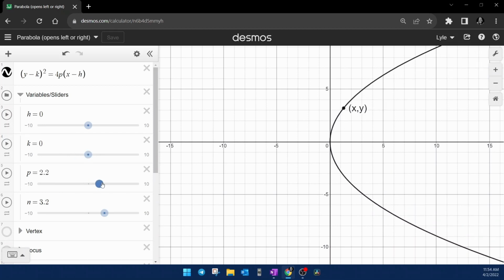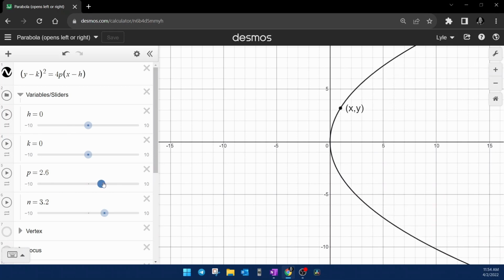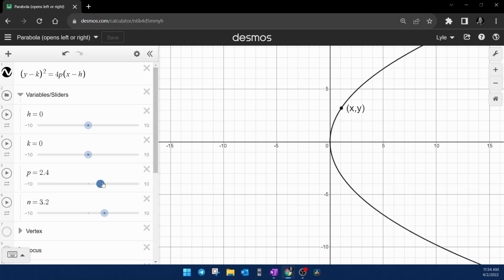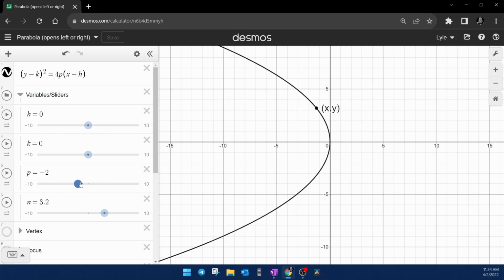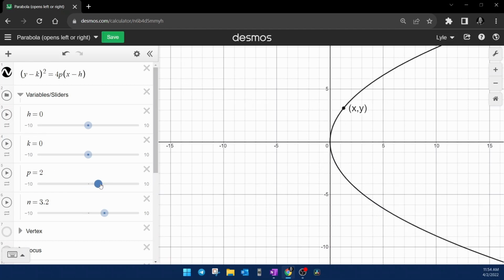P, again, changes the curvature of the parabola. And you can see that if P is positive, it opens right. As soon as P goes negative, it opens left. So we can see that characteristic demonstrated in DESMOS. And again, this value of n is just a slider that will adjust a point on the parabola.